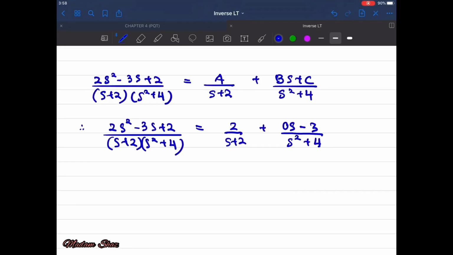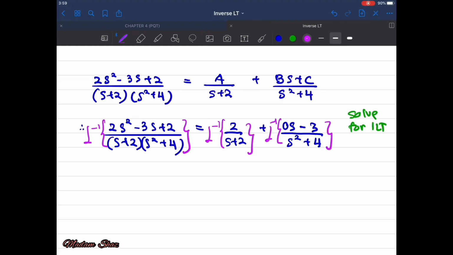So now we want to solve for the inverse Laplace transform. So in order to solve for the inverse Laplace transform, write the notation for the inverse Laplace transform for every single term that you have. Okay, so if you have a constant, then you have to bring the constant to the outside. So for the first curly bracket here, you have 2 at the upper side. So bring constant 2 to the front. 2 Laplace inverse 1 over s plus 2.